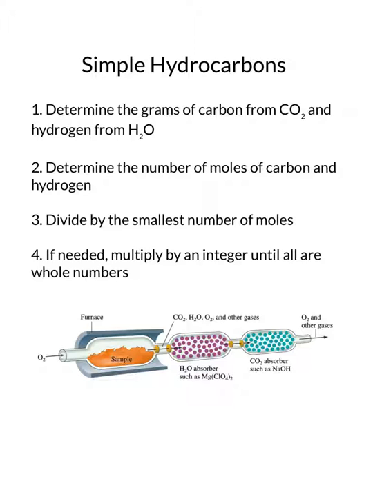The fourth step is an if-needed step. If, when we divide by the smallest number of moles, we do not get a whole number, we can't have fractions or decimals in the subscripts of a chemical formula. So what we will need to do is multiply by an integer until all of the numbers are whole. Right? So in our next slide, we're going to do an example of this.